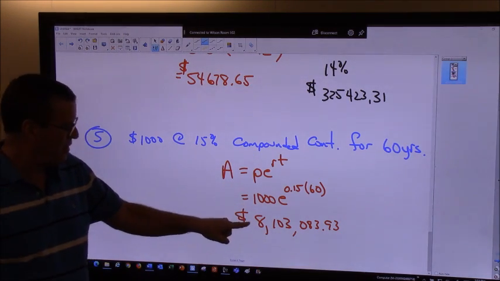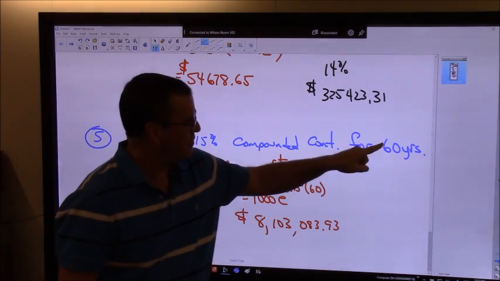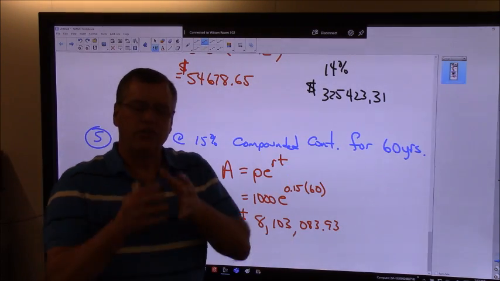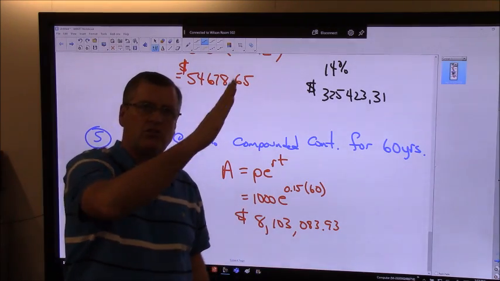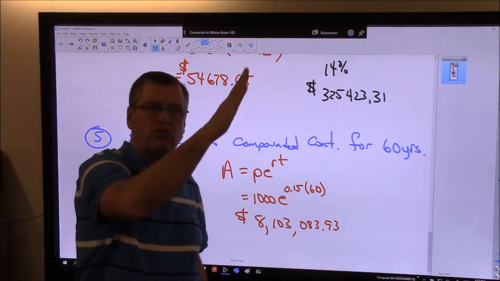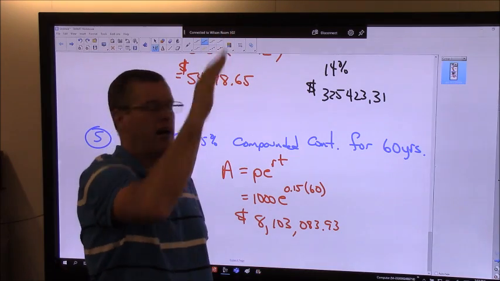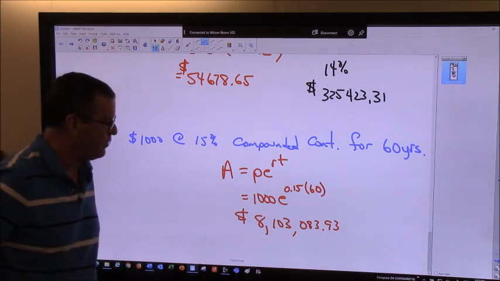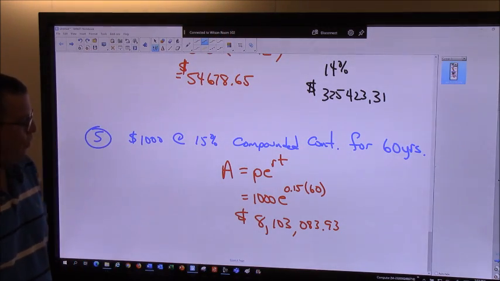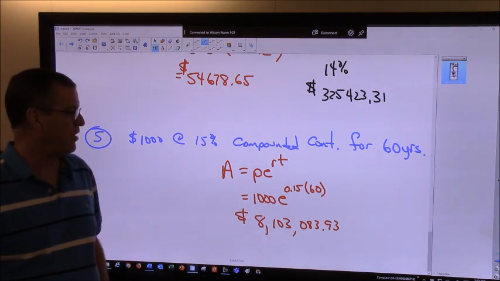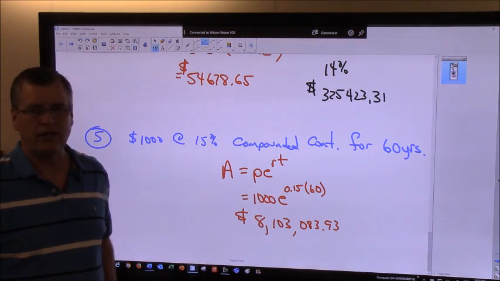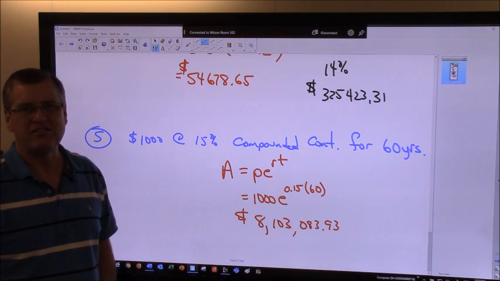And the key to this, 8 million, is 60 years. The longer time period you have, the more your investment has a chance to grow. You get that exponential growth and it really takes off. Okay? That's what's happening with this right here. And again, why don't people do this? Because people would rather spend $1,000 than invest it and wait 60 years for it to turn into something.